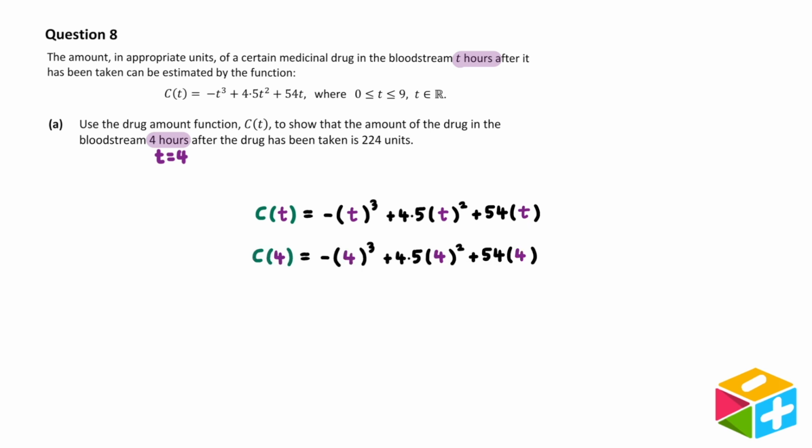This gives us minus 4 to the power of 3 plus 4.5 times 4 squared plus 54 times 4. Calculating these gives us minus 64 plus 72 plus 216. Performing this calculation gives us 224 units, which is precisely the answer we wanted to obtain.